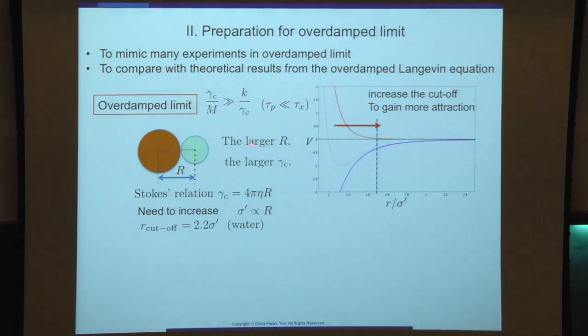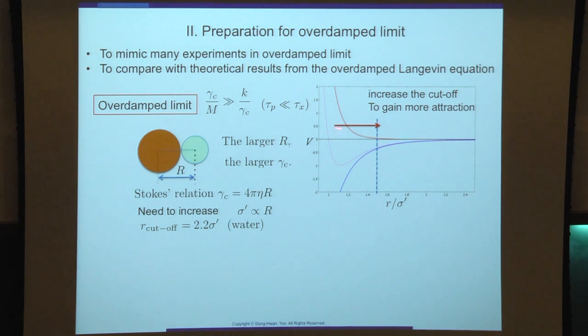Here R is the radius of the cross section. When we increase R, the friction coefficient becomes larger, and this friction coefficient is expected to satisfy the Stokes relation. So we need to increase R in terms of sigma prime, because sigma prime, the position of the minimum of the Lennard-Jones potential, is roughly the size of R. So we need to increase sigma prime.